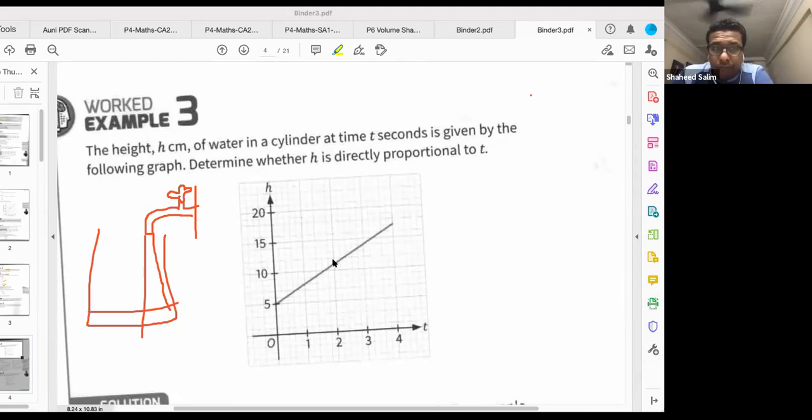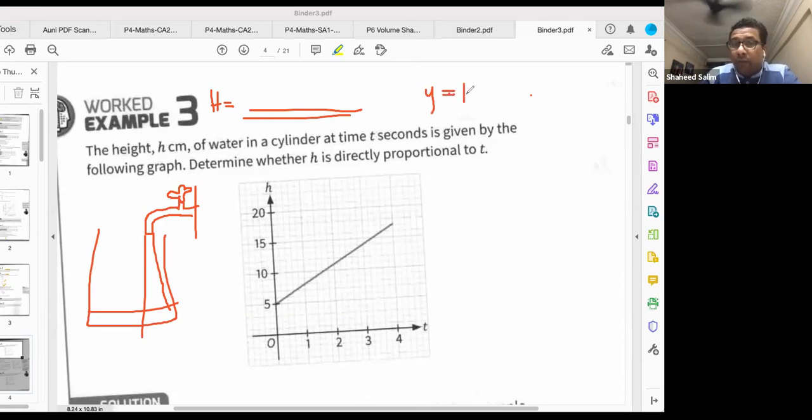Or if you can, I'll give you another task. Can you write down the real formula for H? If the current one, like y equals kx, doesn't work, can you write down the formula for H? Try. We will take it slow, okay? We'll take it slow.